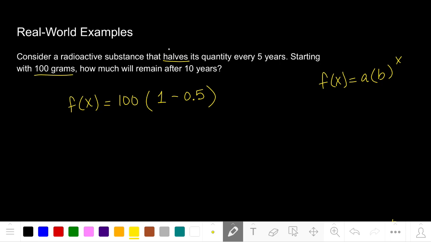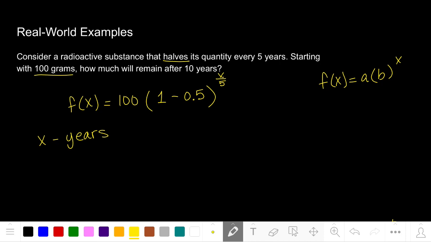But it halves its population every 5 years. So if our x is in years, then in the exponent, we have to account for the fact that it doesn't reach half of its original substance until 5 years. So we divide x by 5.